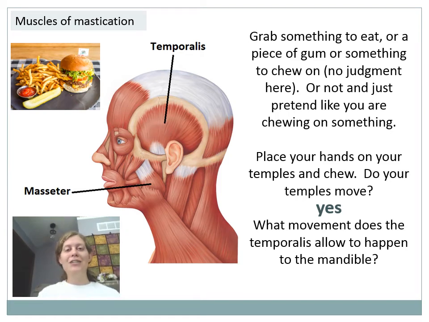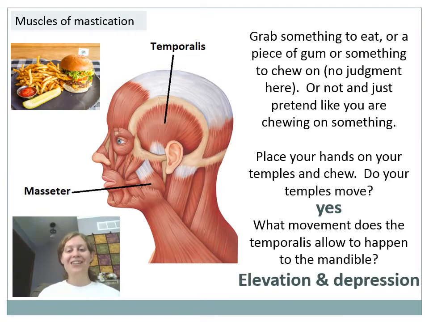Guys, if you've ever been to a fancy restaurant or something and you look across the room and see that guy that has his temples showing really well and you can see him bulge out with every bite, that's because his temporalis is moving. Okay, so his temporalis is moving to help him chew. So thinking about the mandible and what movement is happening with the mandible as you chew, what does our temporalis allow our mandible to do? Well, it helps us chew, which means that it helps it go up and down. Up and down, it means elevation and depression.